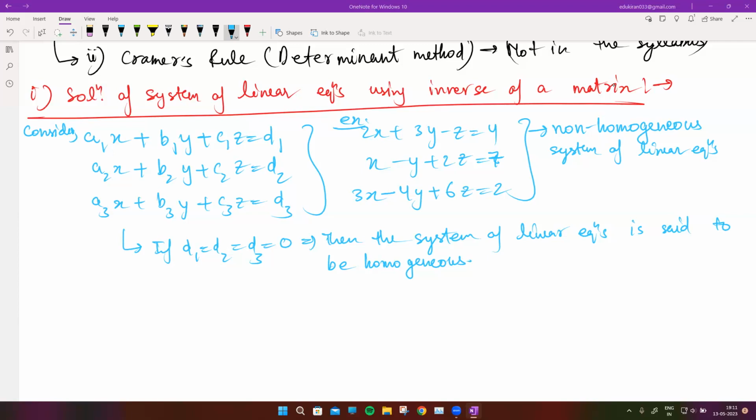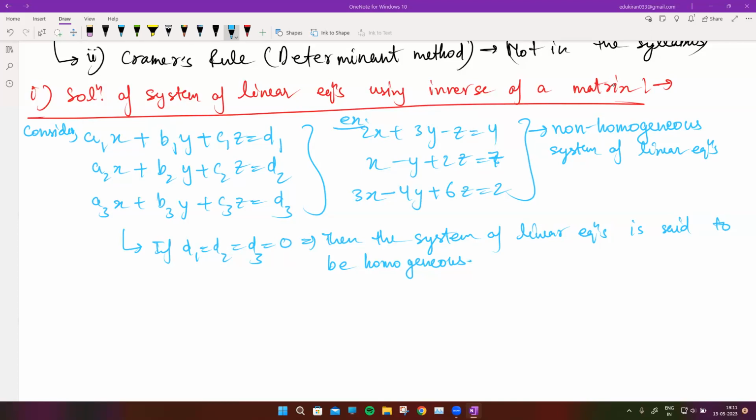Okay, so a1, b1, c1, d1, a2, b2, c2, d2, a3, b3, c3, d3 will basically be constants. Like in this given example, a1 is 2, b1 is 3, c1 is -1, and d1 is 4. Then a2 is 1, a3 is 3, b2 is -1, b3 is -4, c2 is 2, c3 is 6, d2 is 7, d3 is 2. Right? That is how we can identify these.